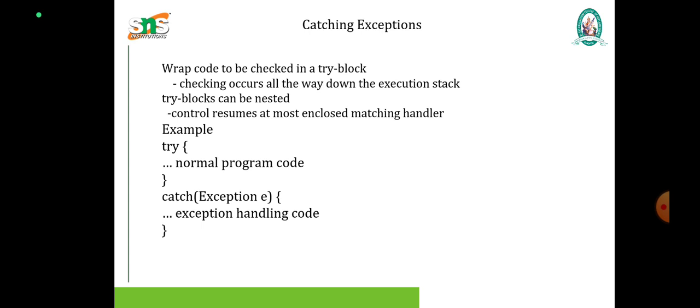So, catching exceptions. To catch an exception, wrap the code to be checked in a try block. Checking occurs all the way down the execution stack. Try blocks can be nested. Control resumes at the most enclosed matching handler. Example: try, normal program code; catch exception, exception handling code has to be given here.